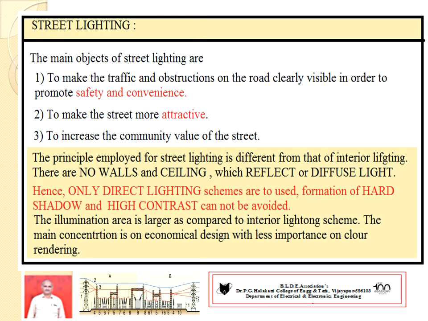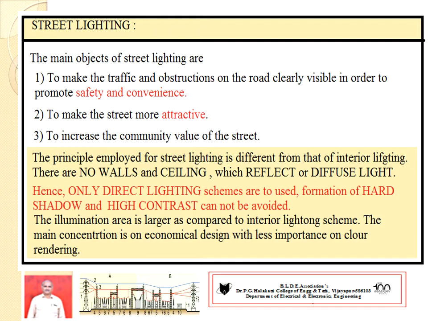The main objectives of street lighting are, number one, to make the traffic and obstructions on the road clearly visible in order to promote safety and convenience. Number two, to make the street more attractive, because architecture attracts consumers in the same fashion, so it determines the community or standardization of that street. These are the main three objectives for street lighting.